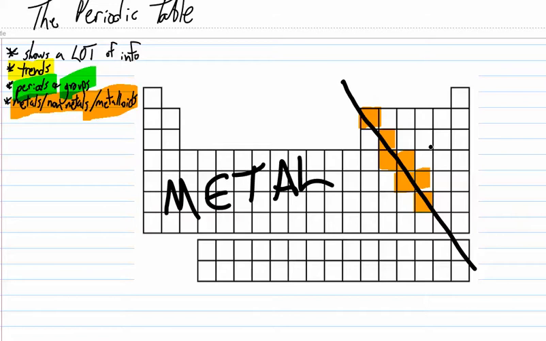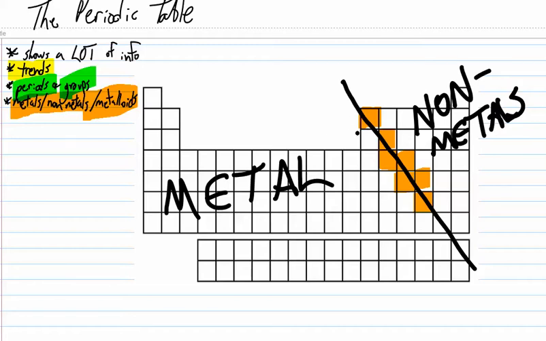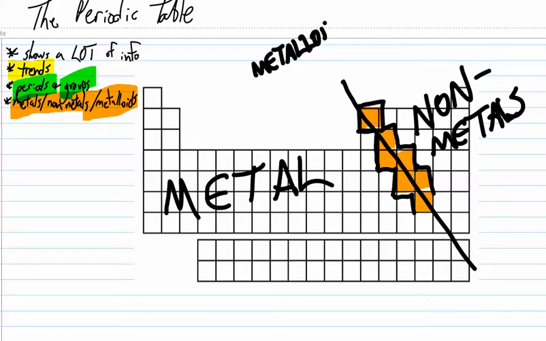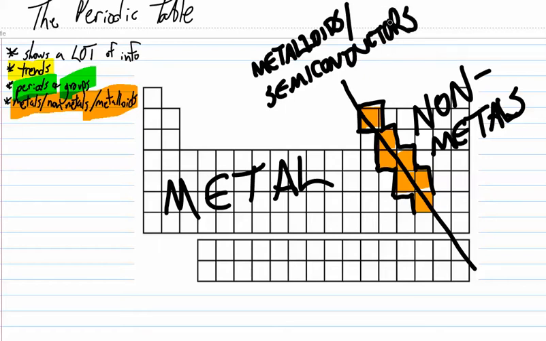And everybody over here in this little triangle chunk, these guys are non-metals. And these ones that I shaded in orange here, they don't know whether they're a metal or a non-metal. They're kind of in between, so we call them metalloids. Some books will call them semiconductors. So how about that for a quiz question? What's there more of, metals or non-metals? Well, the answer would be pretty easy.